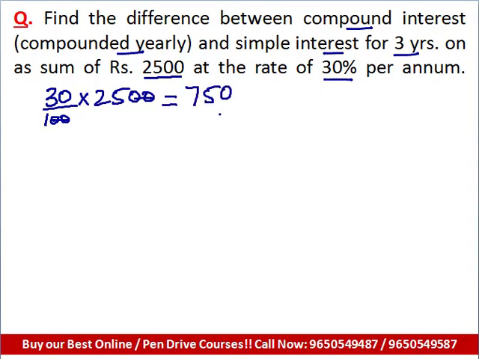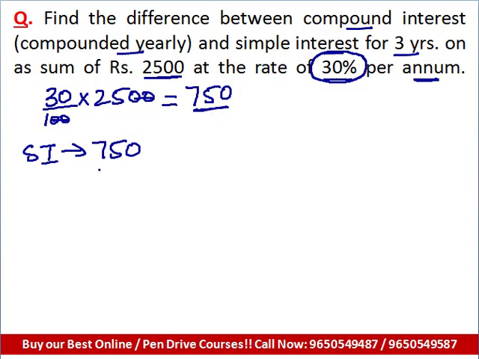So 750 rupees is the interest earned in the first year. Simple interest for the first year is 750 rupees, because the question told us that the interest is 30% per annum. Per annum means 1 year. In 1 year, you will be getting 30% as the interest. 30% of what? 30% of the sum which you had deposited. So 30% of 2,500 is nothing but 750.